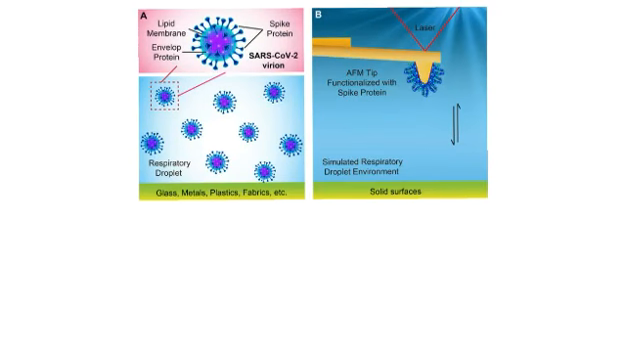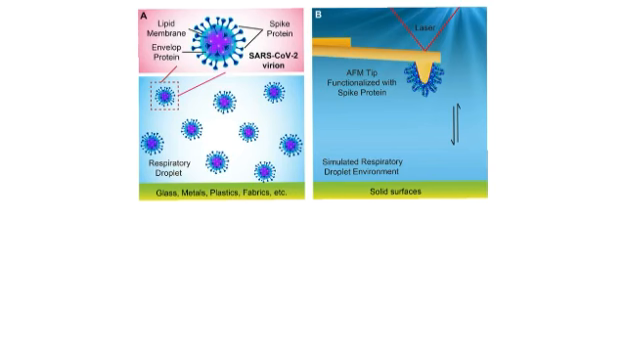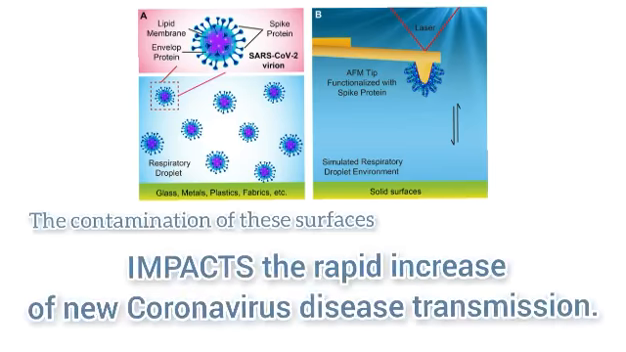In these two diagrams, they have systematically quantified the intermolecular interactions between spike protein, the corona-like component of the SARS-CoV-2 variant, and a series of inanimate surfaces, in which the contamination of these surfaces impacts the rapid increase of new coronavirus disease transmission.